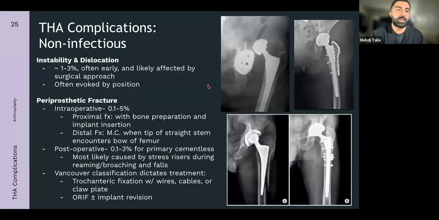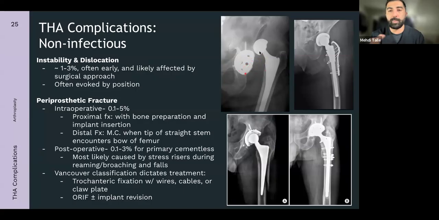So, some non-infectious complications here. We talked about instability and dislocation. Not much else to say on this at this point, other than it's just a residual issue. First-time dislocators can often just be reduced in the emergency department or operative setting under sedation. But typically, once you're reducing more than once and certainly more than twice, many may opt to do some kind of revision arthroplasty for that.